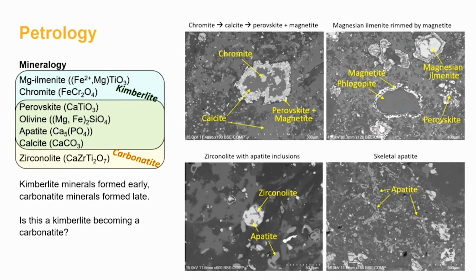But what we see when we look at the textures and the relationships between these minerals is that the kimberlite minerals have formed early, whereas the carbonatite minerals tend to form late. This is shown by the reaction textures that form around those early kimberlite minerals as they're reacting with calcite in the matrix, and likewise with the fine-grained zirconolites and apatites, and those skeletal apatites with very irregular textures, suggesting they all formed late. So petrologically, this kind of looks like a kimberlite that's on its way to becoming a carbonatite.